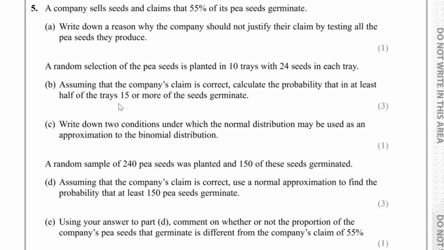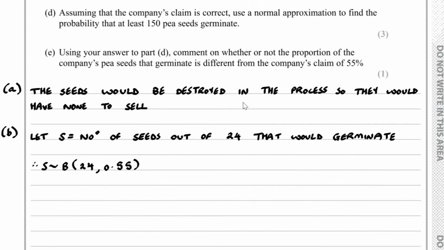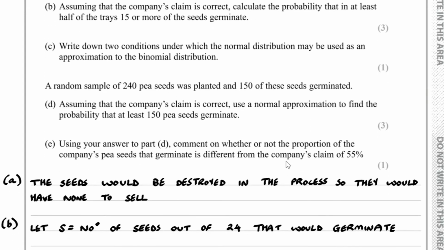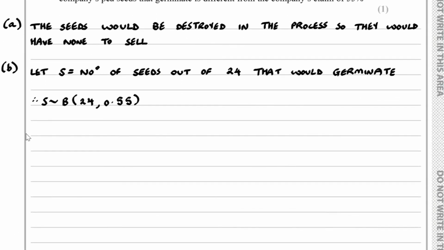Now, what do we know so far? We know so far that 15 or more of the seeds germinate, and we can use that to find out the probability for 10 trays that at least 15 germinate. So let's begin by finding out the probability that we have at least 15. So that's the probability of S being greater or equal to 15. That is equal to 1 minus the probability that S is less than or equal to 14.